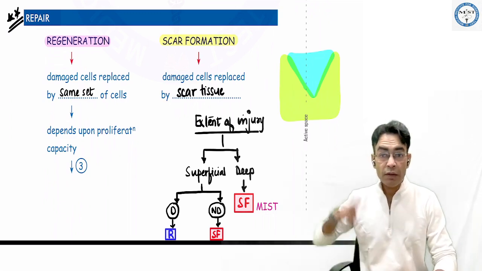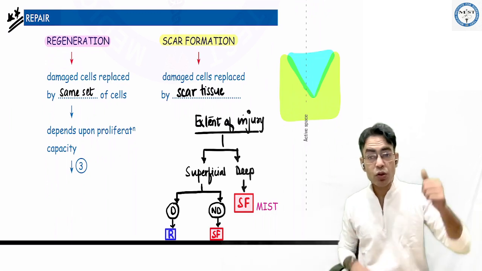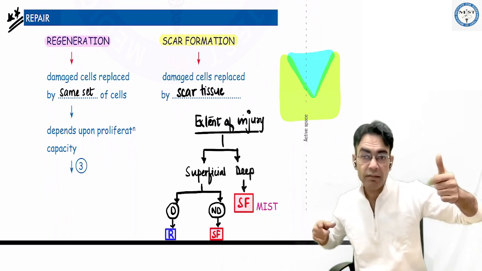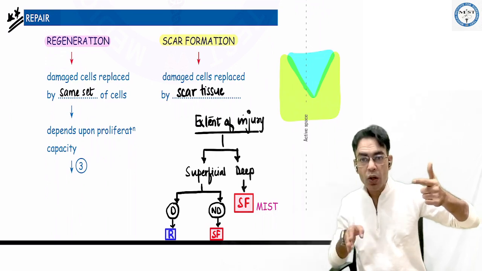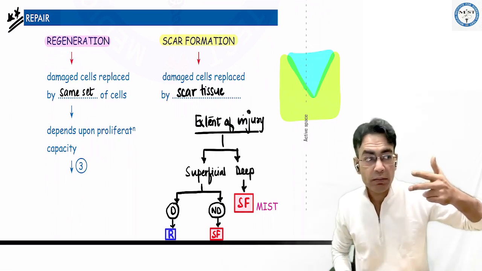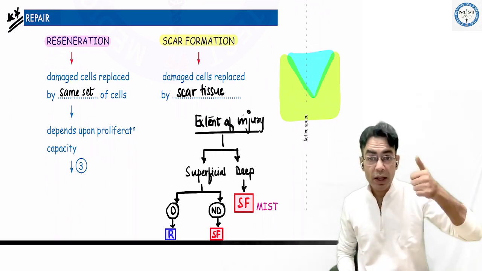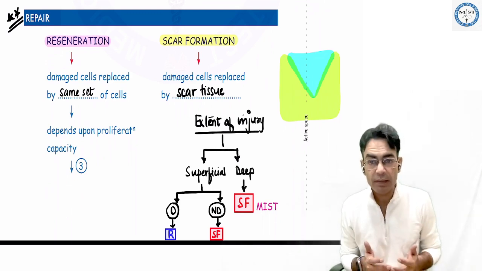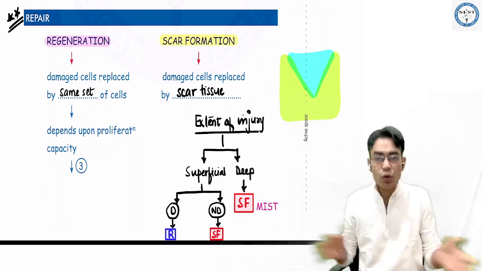According to regeneration, we have three kinds of cells. I've explained to you before also in the classes. Labile cells, continuously dividing. Stable cells divide only on stimulus. Then your permanent cells never divide at all. So labile and stable cells in a superficial injury can give you regeneration. But permanent cells, they will always show scar formation.